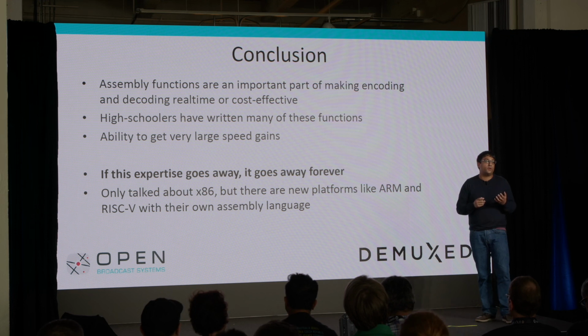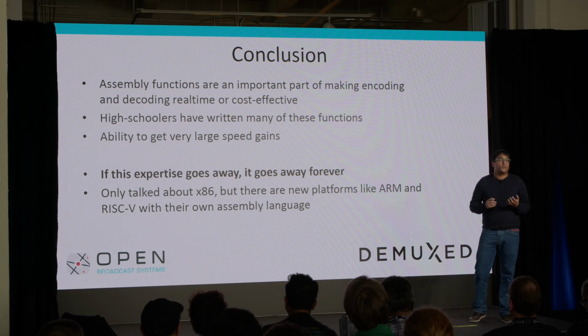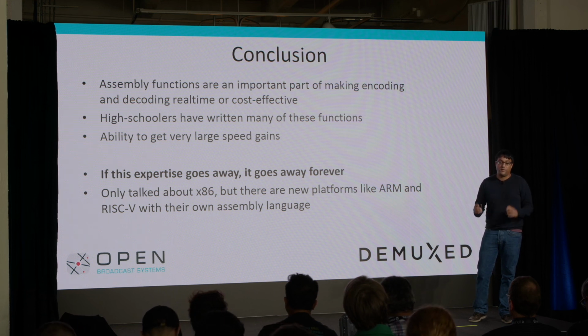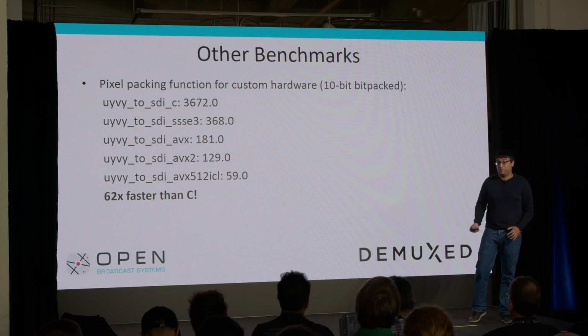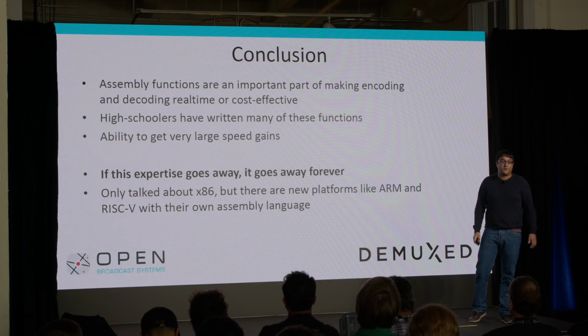So there's a lot more that we need to do to try and encourage people to write assembly. And I've only talked about x86, but there's other platforms now which are hot, like ARM and RISC-V, again, with their own assembly language. So plenty more gains like this and associated dopamine rush when you go and write code like this. And that's it.